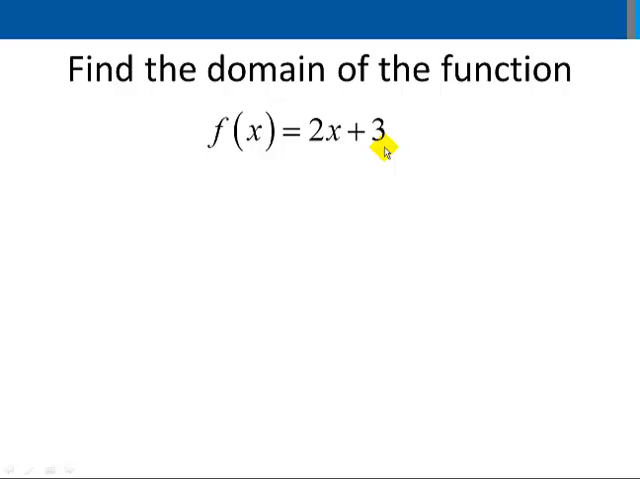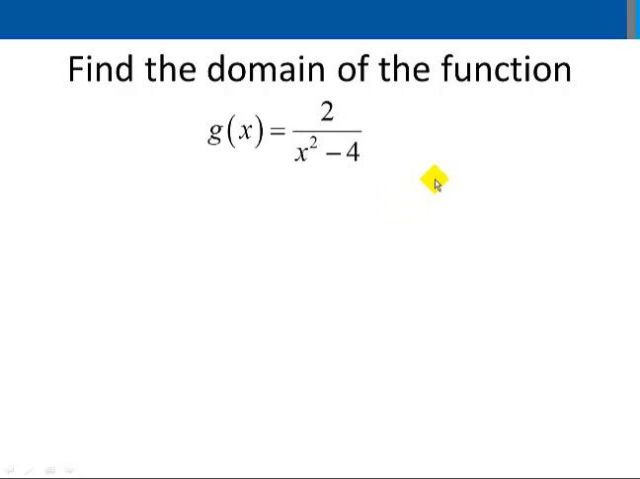We can think of the domain of a function as being the largest set of real numbers x for which f of x is a real number. In this example, for any real number x, we can multiply x by 2 and add 3. The result will be a real number. So the domain of f of x equals 2x plus 3 is all real numbers, or in interval notation, the open interval from negative infinity to infinity.